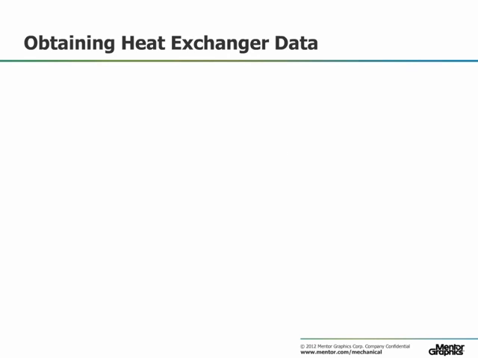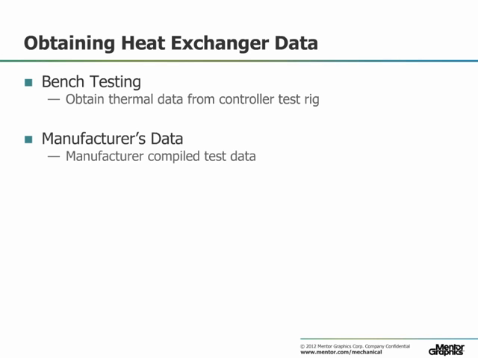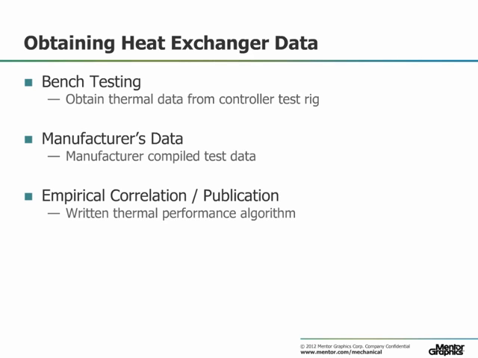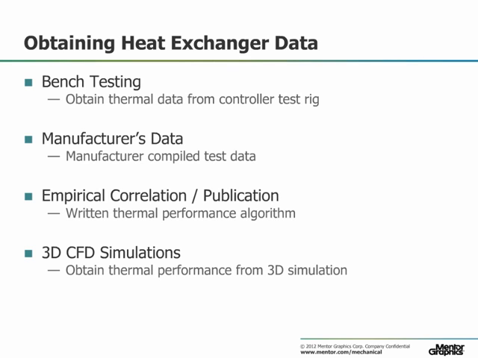Typically, a heat exchanger's thermal performance will be a function of the hot side and cold side flow rates. Standard sources for this type of heat exchanger performance data are from bench test data, where test points are obtained from a controlled experiment rig, from the manufacturer directly, typically from their own bench testing, from literature, which can provide an equation relating thermal performance to flow rate, or from 3D CFD simulations.